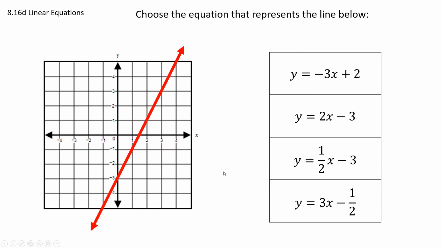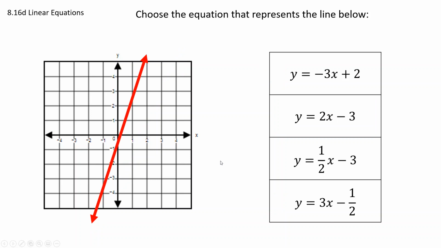Here's our new line. Here are the choices. I see my y-intercept is -3. So I'm getting rid of these two choices. That's a y-intercept of 2, y-intercept of -1/2. Now I see I'm going up 3, right 1. I'm sorry, up 2, right 1, up 2, right 1. It's got to be this. This line wouldn't be as steep. It would be going up 1, right 2.